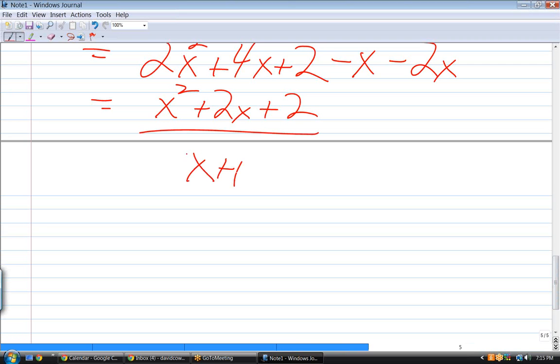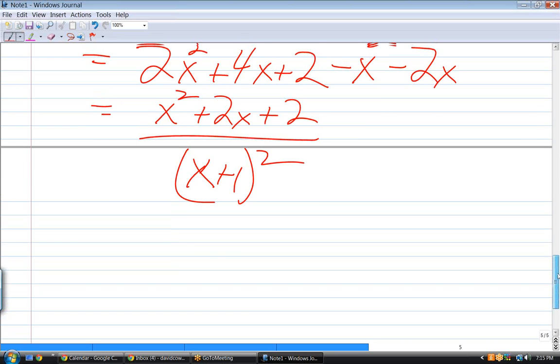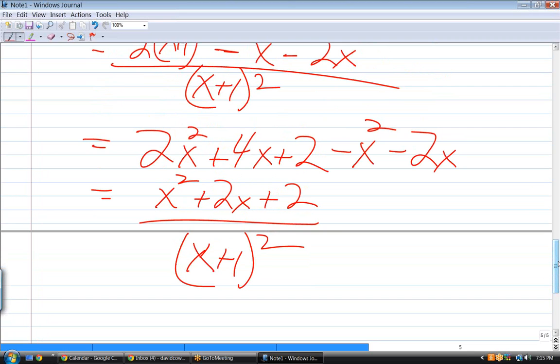All right. And then isn't x plus 1 squared the top? No. X plus 1 squared would be x squared plus 2x plus 1. Oh, okay. So, I think that's our answer. I don't think we can do much more. All right. Sounds good to me. Yeah, I don't see any simplification.